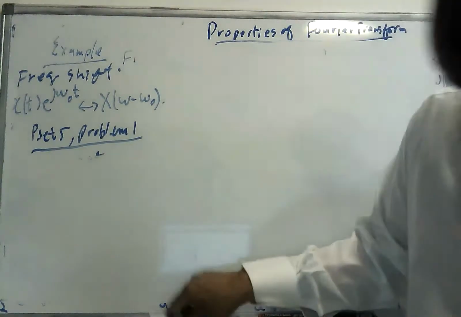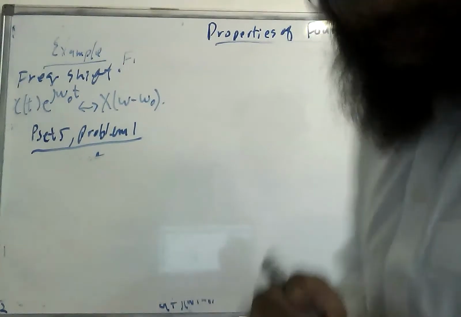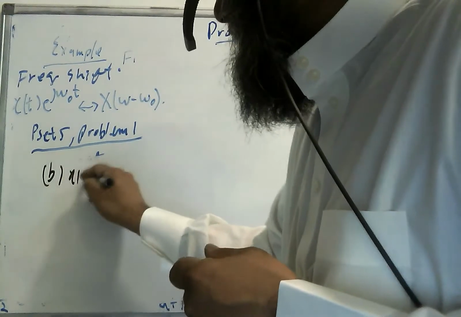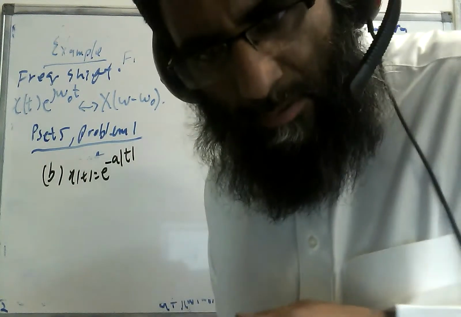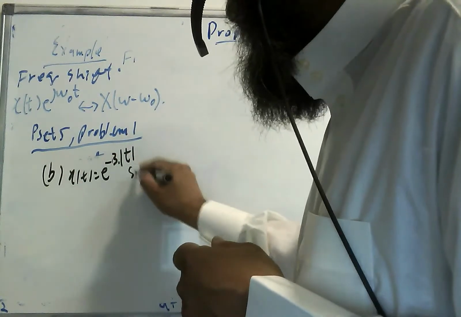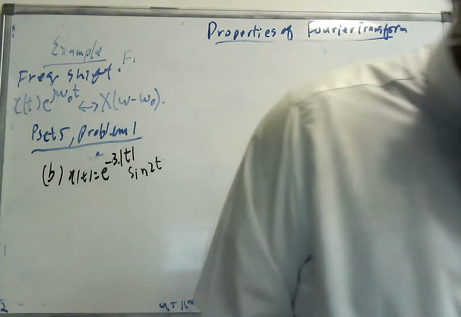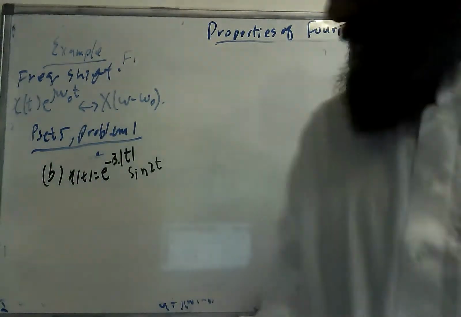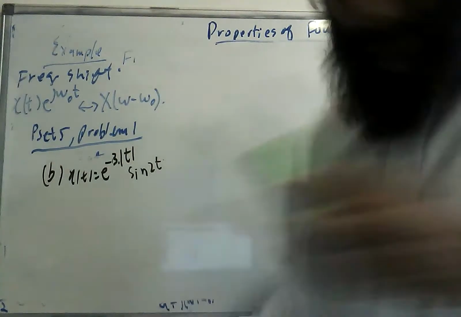So I have this function here. I have x of t, this is part b. x of t is equal to e raised to the power minus 3t sine 2t. So it's a good example. I have these numbers now, so I don't have variables. I don't have omega naught or any constants. I have enough numbers, so let us do that example.